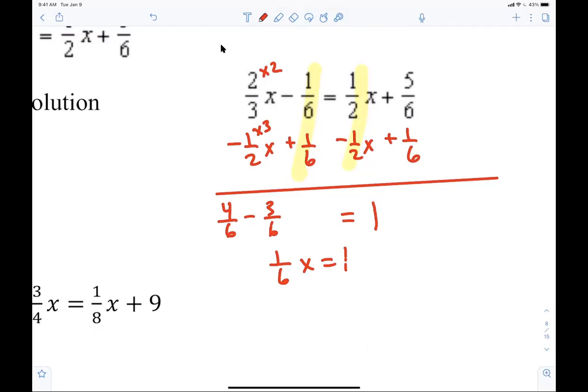How do I get rid of the fraction? And the reciprocal is 6. And so x had to have been what? 6.